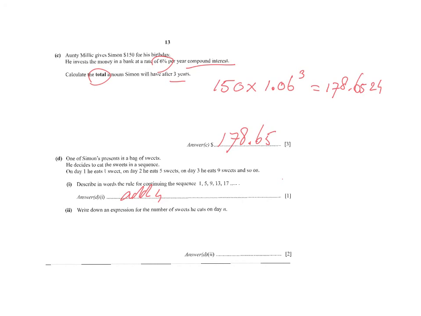Write down an expression for the number of sweets he eats on day n. So what is the nth term rule? Well, when the term rule is plus 4, you write down 4n. If the term rule would be plus 6, you would write down 6n. Okay? But you have to ask yourself the question, is my first term 4 in this case? No, it's not. So what do I have to do to go from 4 to 1 in this case? Well, then I have to take away 3.